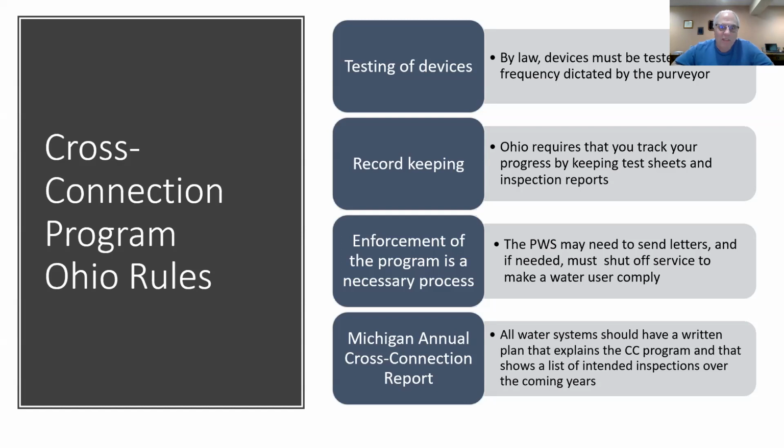I'm sorry, I have the word Michigan in there, but it should say Ohio Annual Cross-Connection Report. All water systems should have a written plan that explains the cross-connection program and shows a list of intended inspections over the coming years.